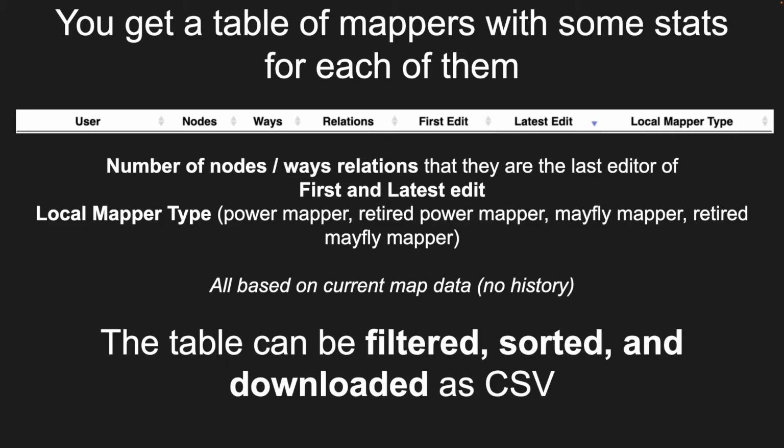It will categorize each mapper by local mapper type. You get a table that you can download and integrate into a spreadsheet or do whatever you want with it as a CSV. It shows you the number of nodes, ways, relations that they are the last editor of, first and latest edit that is visible in the current map, and the local mapper type. So power mapper, retired power mapper, mayfly mapper, retired mayfly mapper. Those are the different types that we identify, all based on current map data. So not looking at data history. Everything that has been edited since by someone else will not be taken into account. It can be filtered, sorted, and downloaded as a CSV.